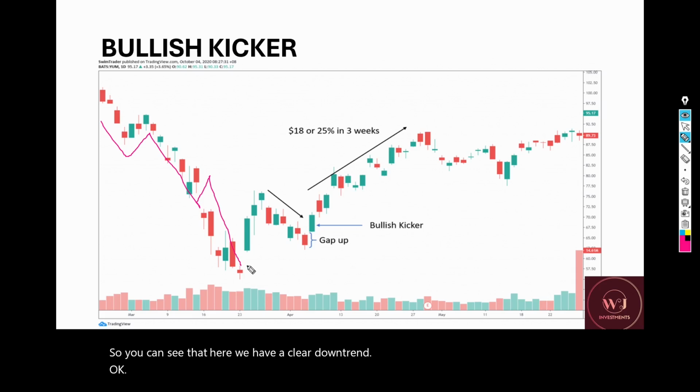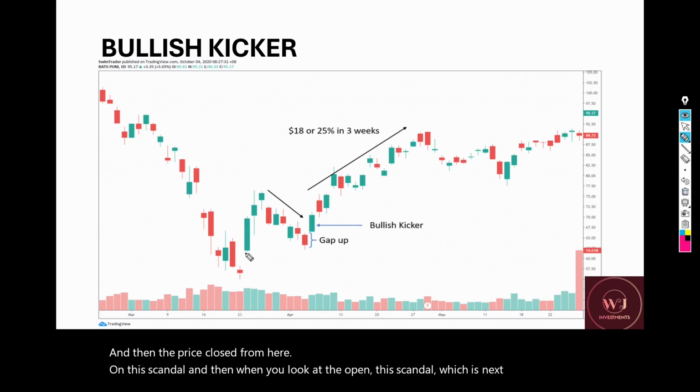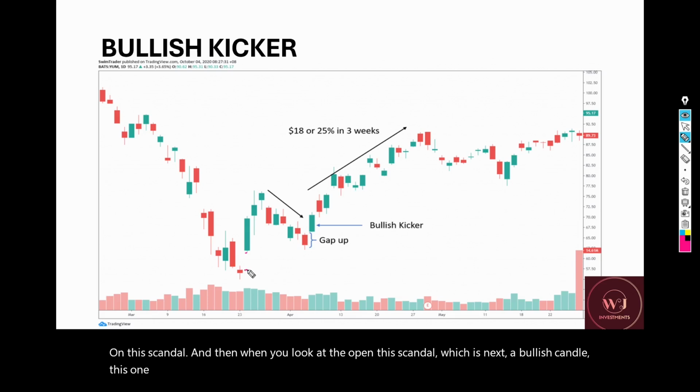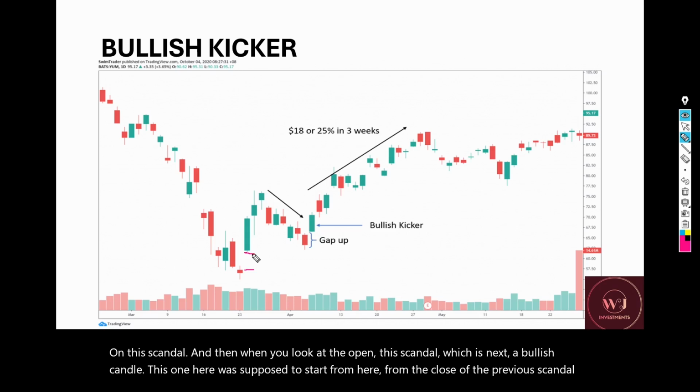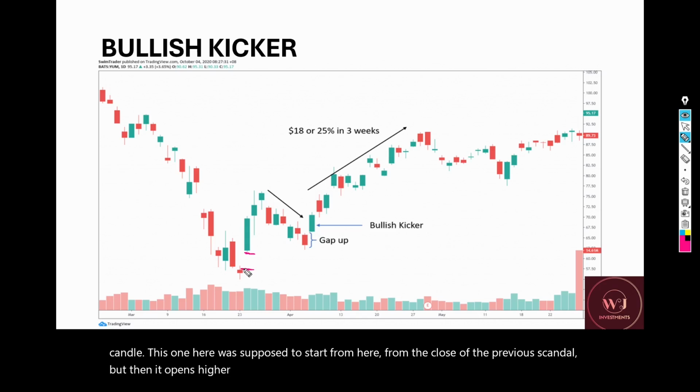And then the price closed from here on this candle. And then when you look at the open, this candle, which is next, the bullish candle, this one here, was supposed to start from here, from the close of the previous candle. But then it opens higher than the close of this previous candle. And this is what we call the professional gap right here.